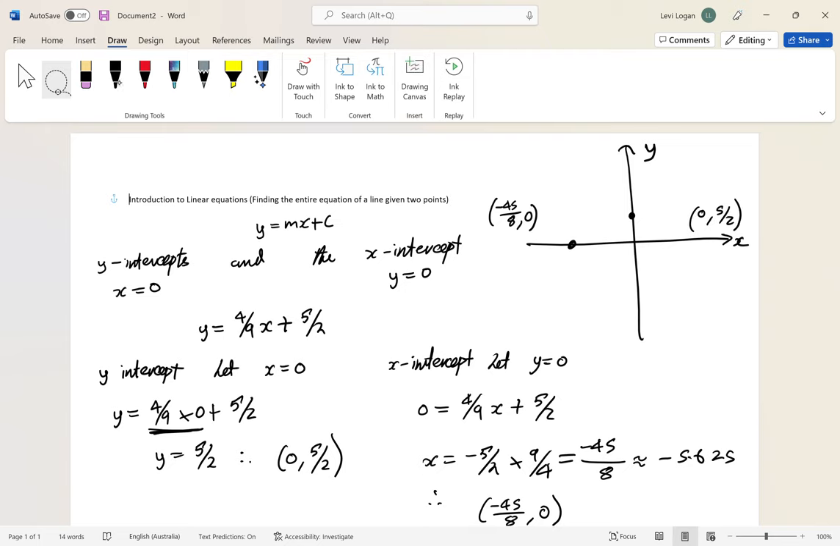Just move that there. And connect the dots pretty much. Boom. So that's the point there. That's that point there. And then we write our equation, y equals 4 over 9x plus 5 over 2.